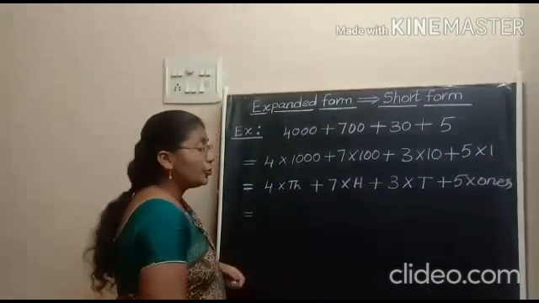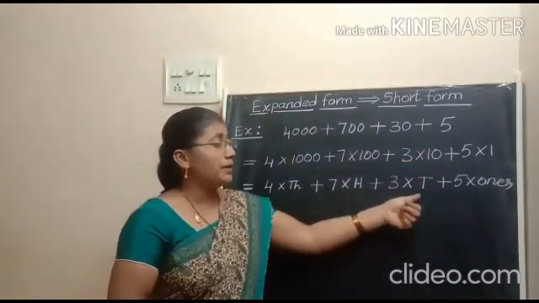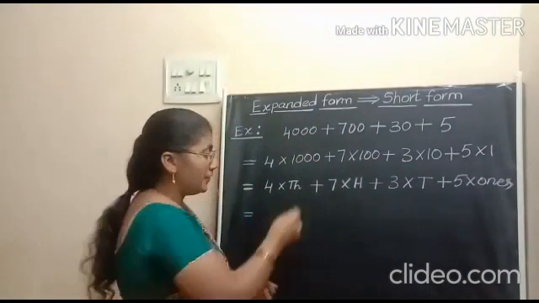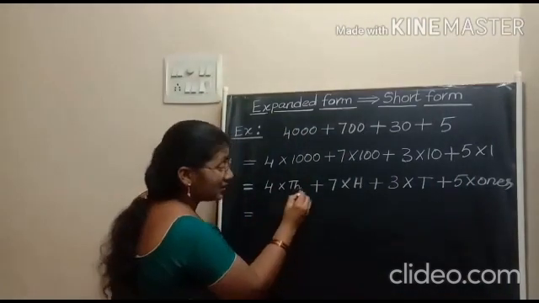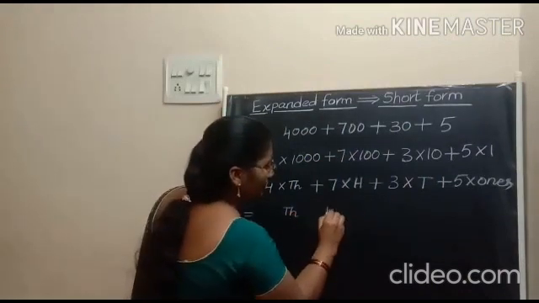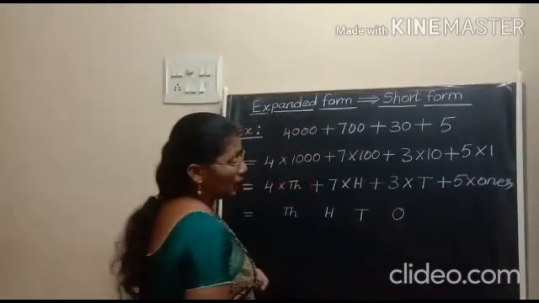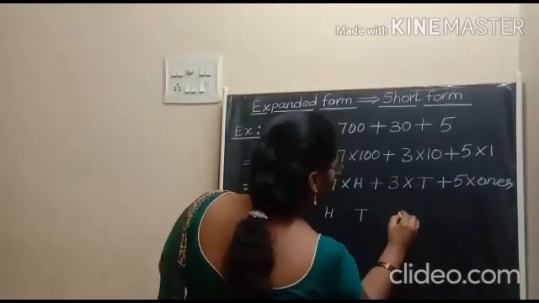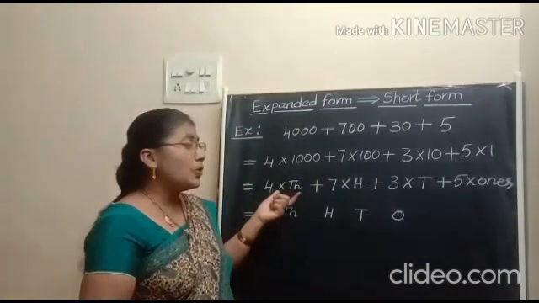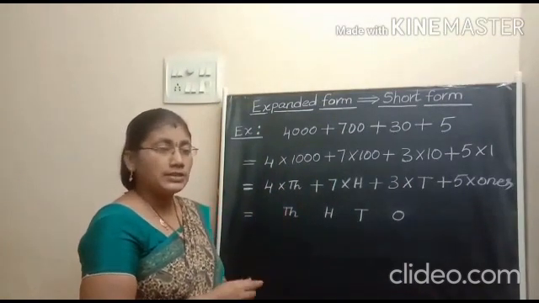Then, to get the numeral for this expanded form, we should use these places according to their correct order. The largest place is thousands. The next place is hundreds, next is tens, and the next place is ones. Now we have to write their corresponding digits in their places.